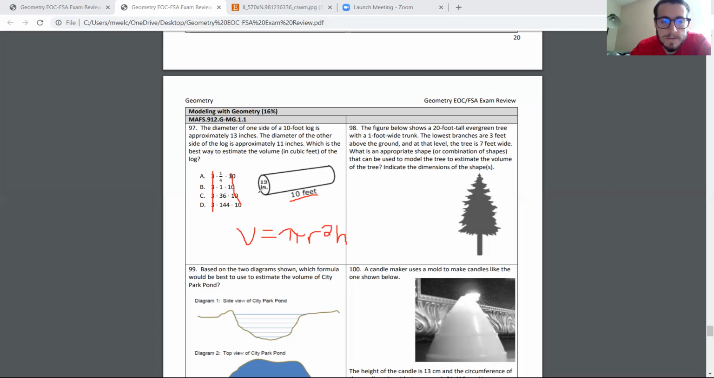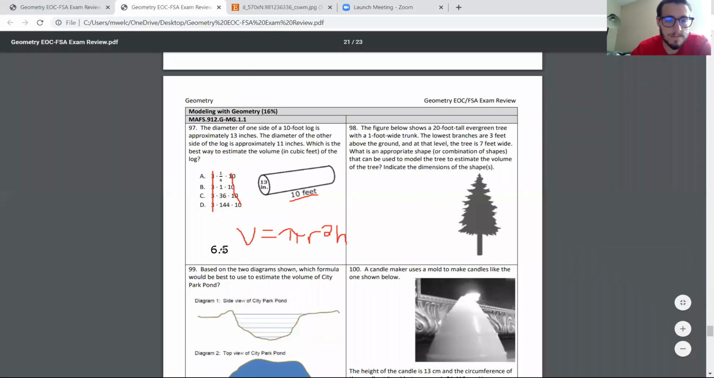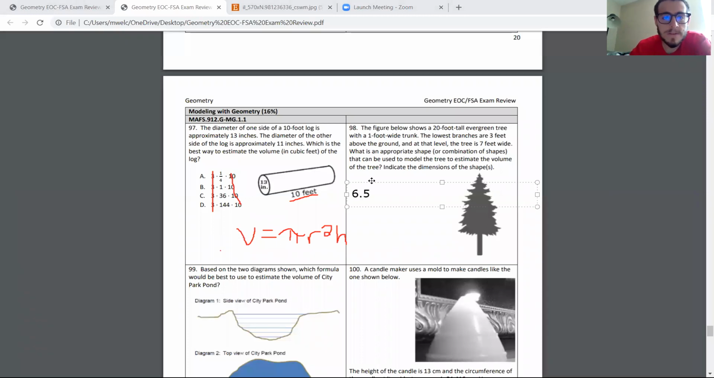So now the only thing we have to worry about is the fact that this is in inches and not in feet, okay? So if we have a 13-inch diameter on one side, that means it is a 6.5-inch radius. So the radius of one side would be 6.5 inches, right? And the radius of the other side is going to be 5.5 because it's 11. Divide that in 2 and you get 5.5.